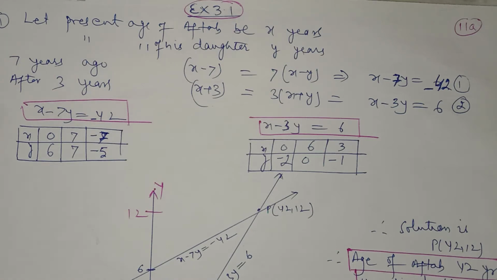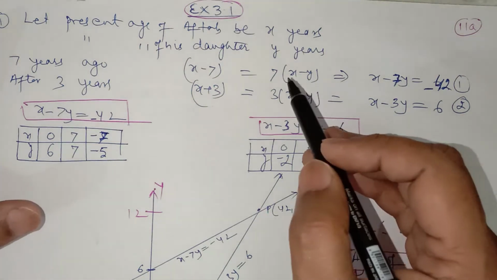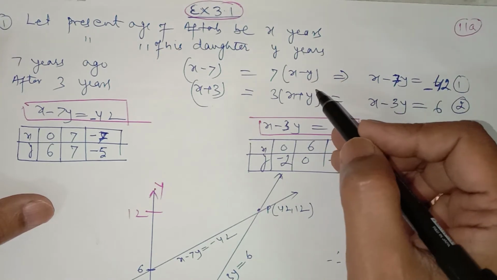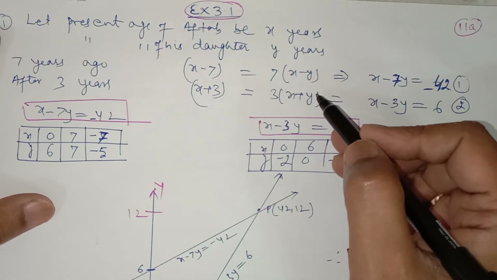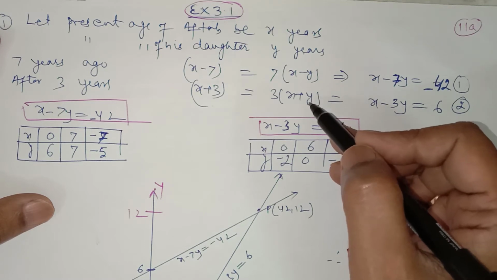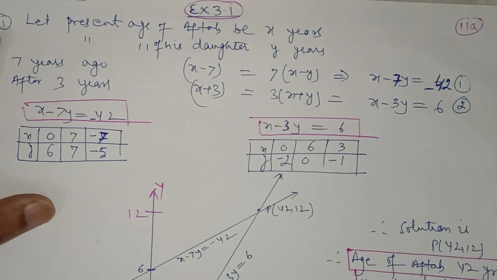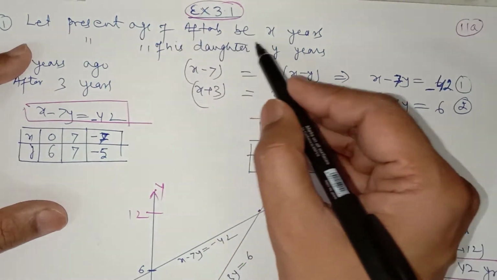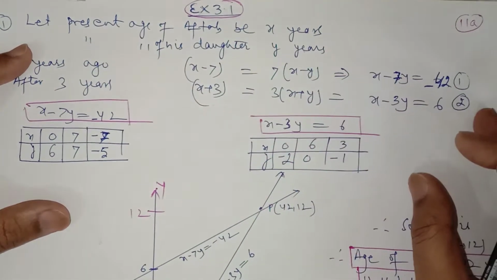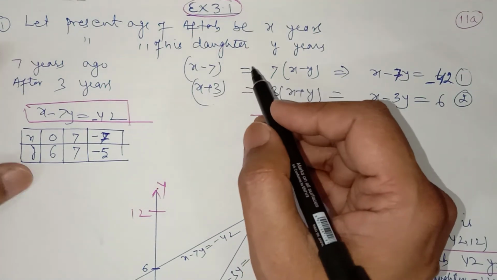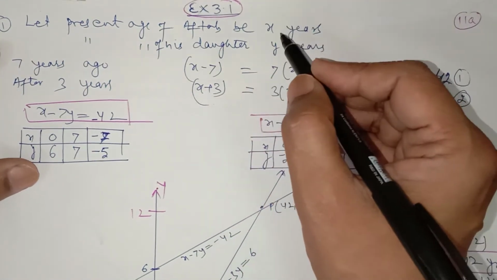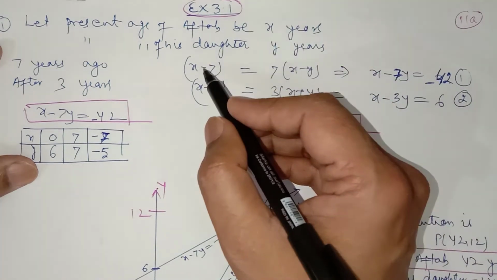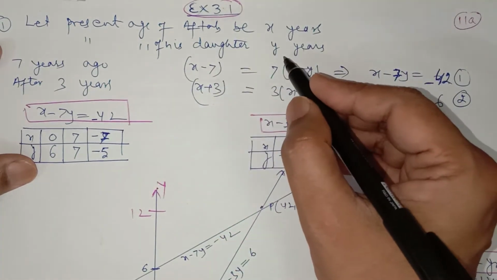It is given in the question that 7 years ago the age of Aftab was 7 times the age of his daughter, and after 3 years his age will be 3 times the age of his daughter. Now let the present age of Aftab be x years, because you have to find the present age of Aftab and his daughter. So let the age of Aftab be x years and the age of his daughter be y years.